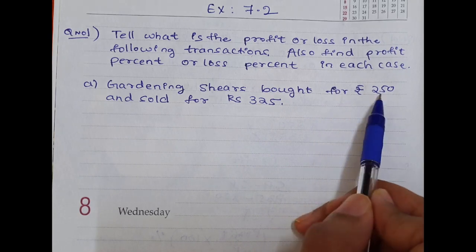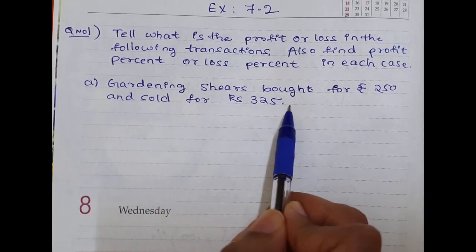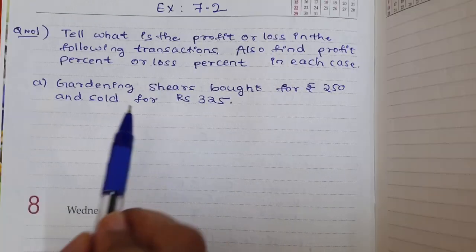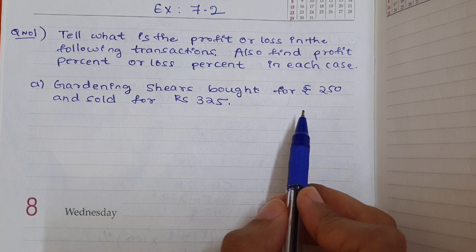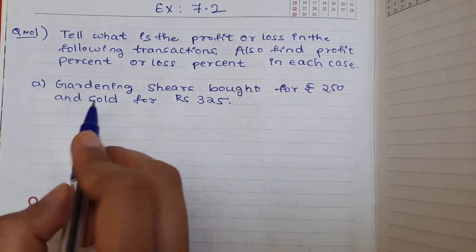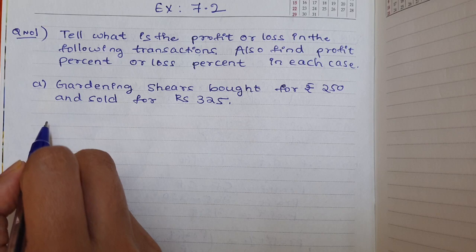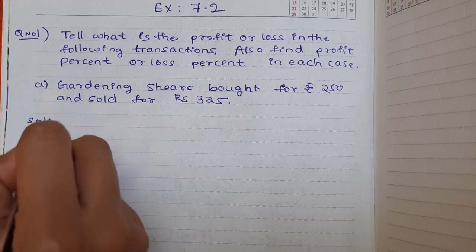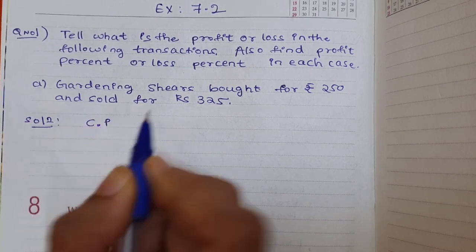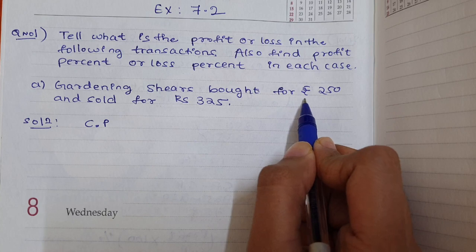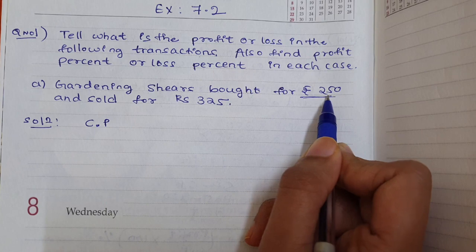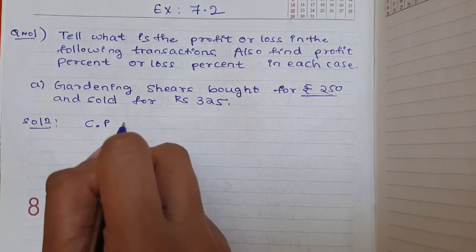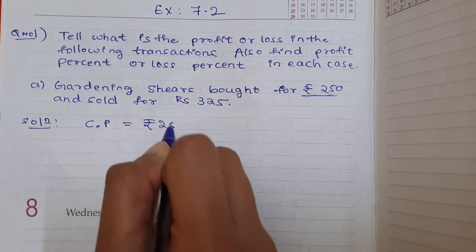Gardening cheese bought for rupees 250 and sold for rupees 325. In profit and loss problems, we must be able to identify which is the cost price and which is the selling price. In this problem, can you identify which is the cost price and which is the selling price? The cost price is the price at which it was bought. They are saying bought for rupees 250. That means they bought at this price. That is the reason cost price is equal to rupees 250.